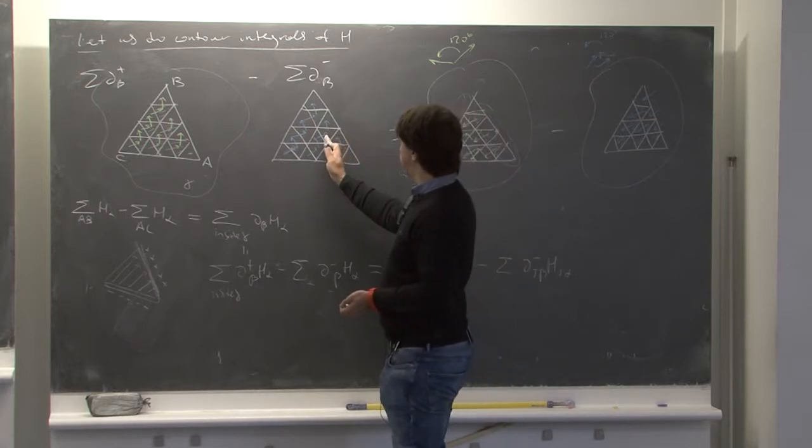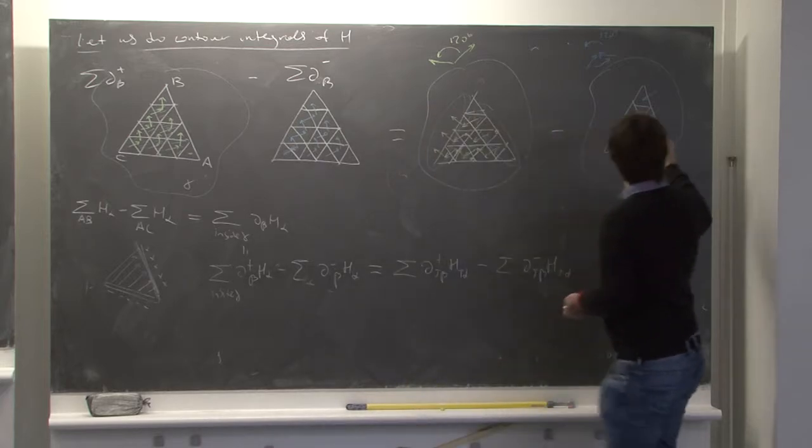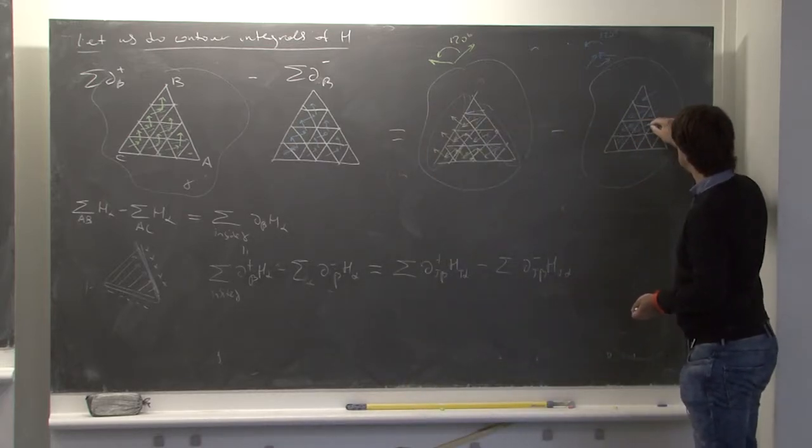And for every down-pointing triangle we would have a picture like this.